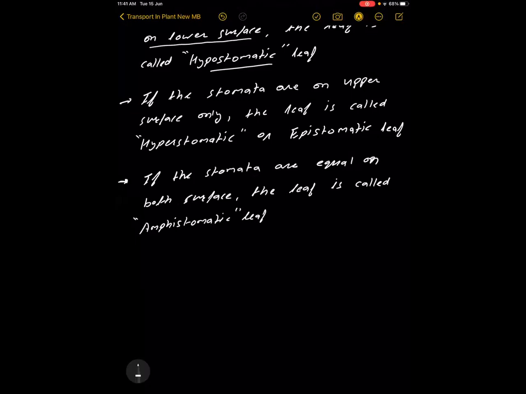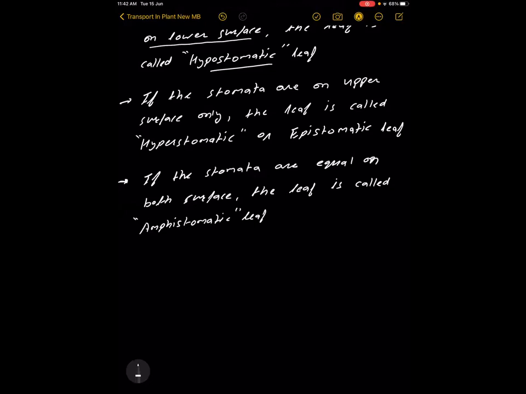One more, if the stomata are present more on the lower surface and less on the upper surface, the same term we use, hypostomatic. It doesn't mean that only the lower surface has stomata and the upper surface has none. Hypostomatic means the lower surface has more stomata than the upper surface. So these are three main terms: hypostomatic, epistomatic, and amphistomatic.